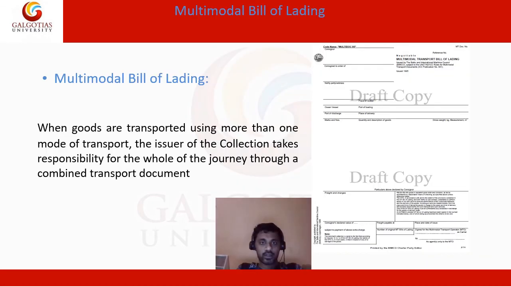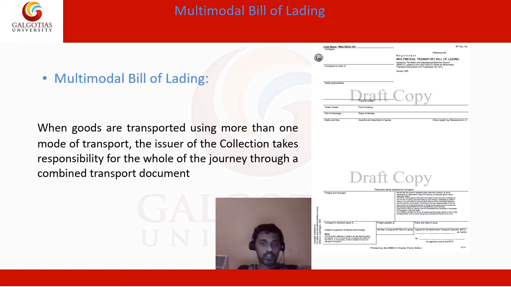So next is the multimodal bill of lading. That is when goods are transported using more than one mode of transport. It may be by air, sea, or air and sea, or air and road, or whatever. That is more than one mode of transport we are using, and when we transport goods using more than one mode of transport, that is called multimodal.